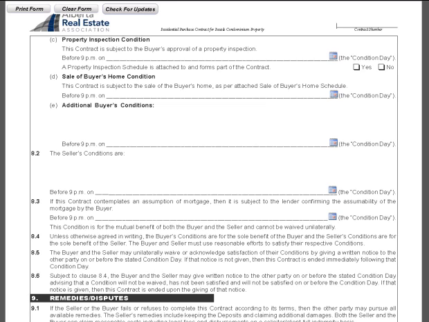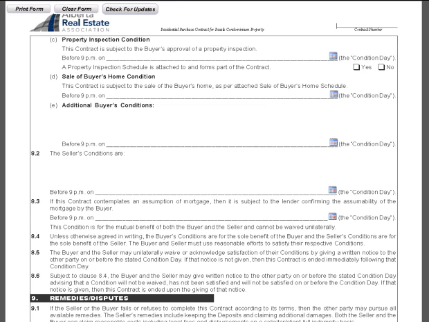8.5, the buyer and seller may unilaterally waive or acknowledge their conditions have been satisfied. If the notice is not given, then the contract is ended immediately following that condition date, which simply means if you don't send in a written waiver, the contract is ended.